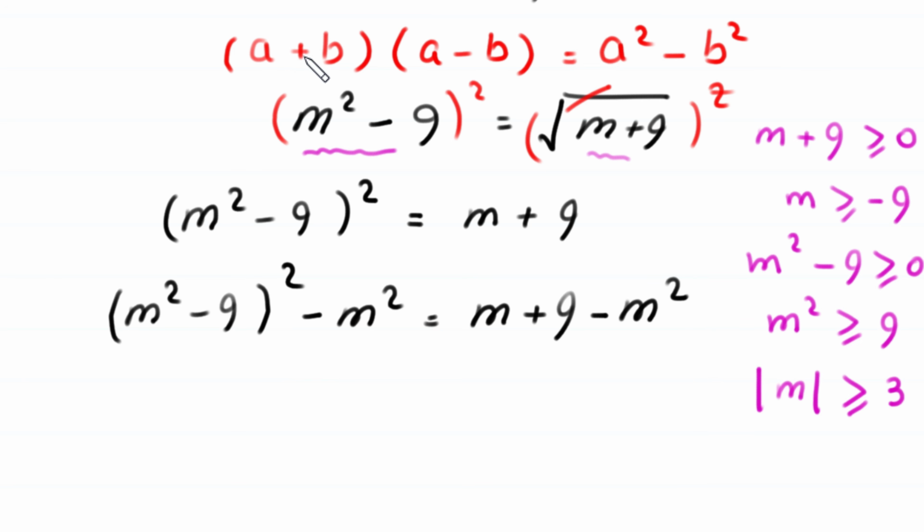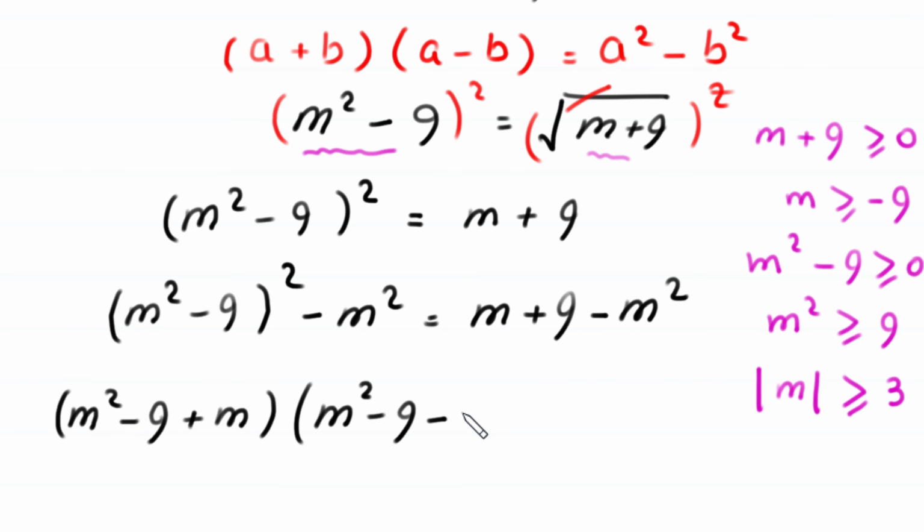Now by using this algebraic identity, the left hand side will become m squared minus 9 plus m, times m squared minus 9 minus m, equal to, from these three terms we can factor out negative 1. In bracket, positive m squared minus m minus 9.